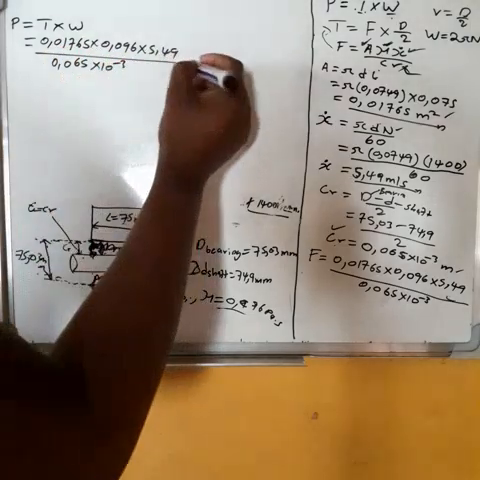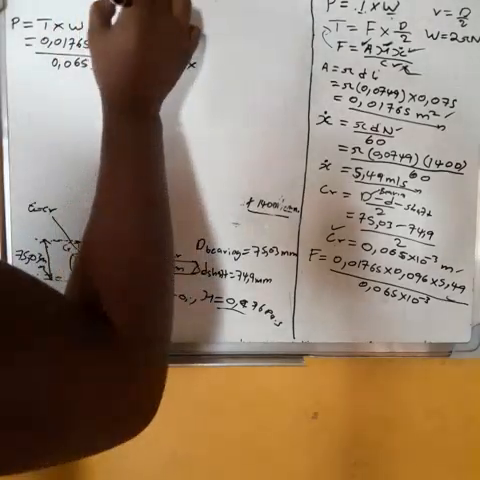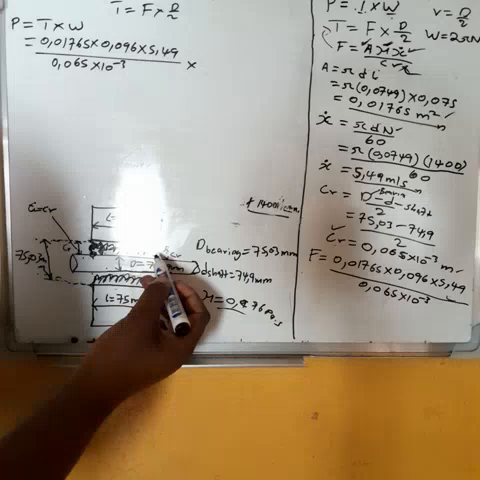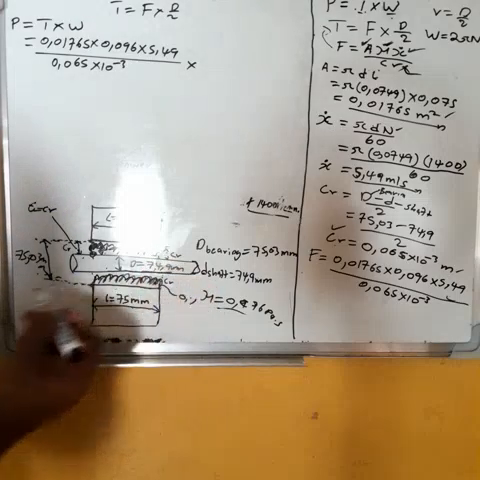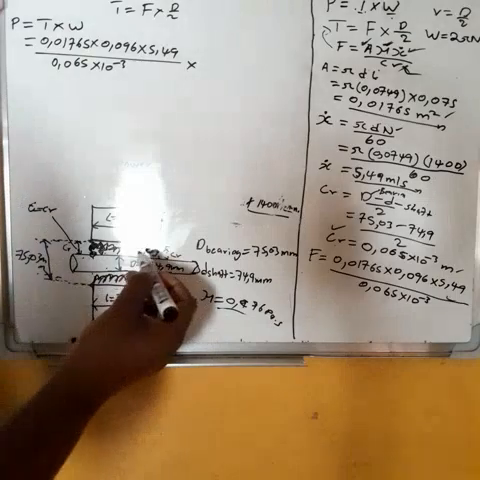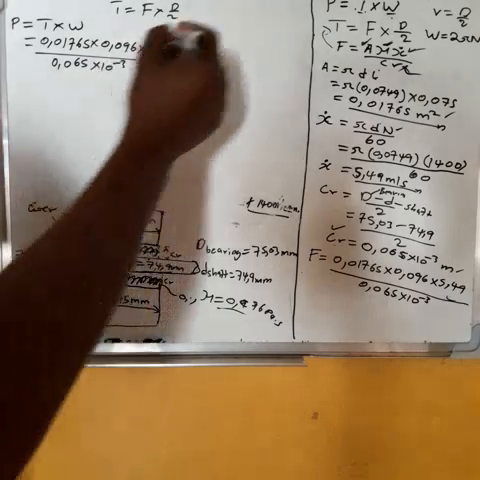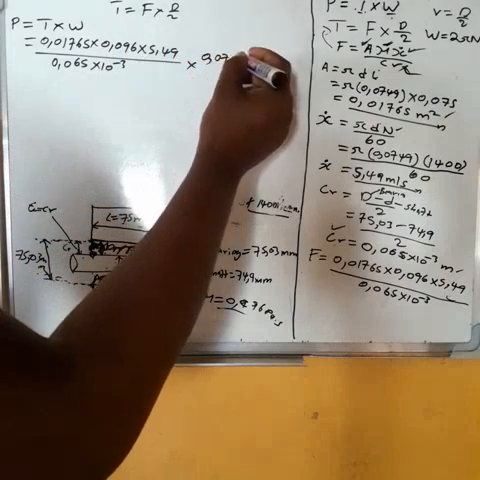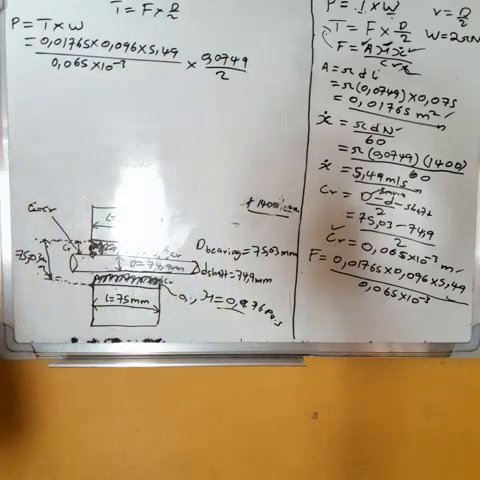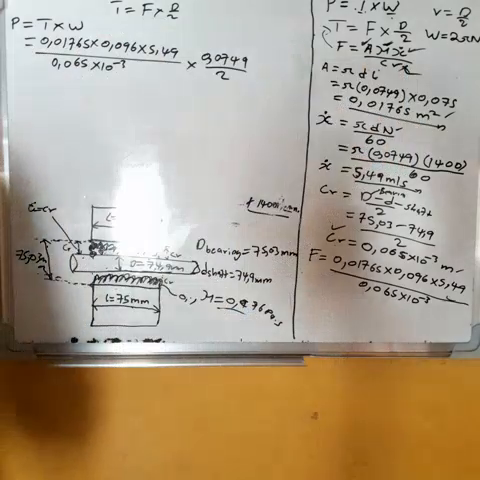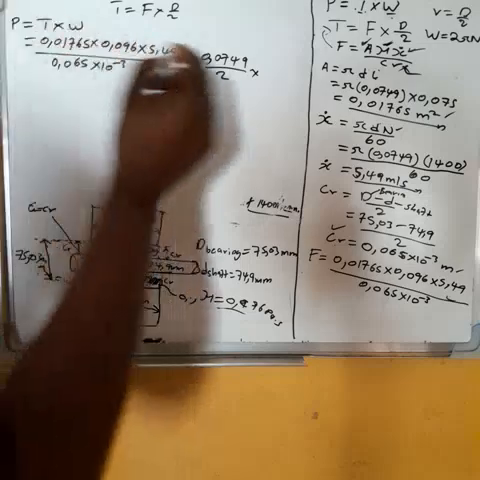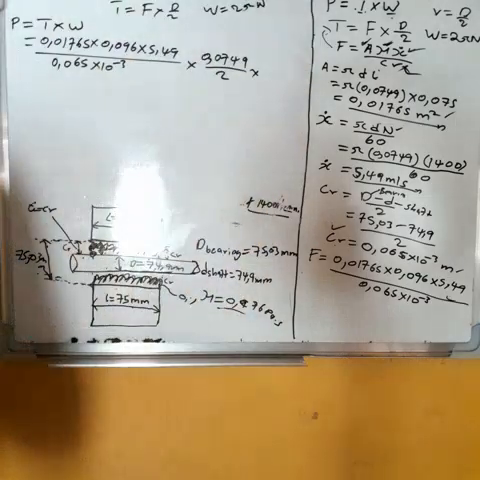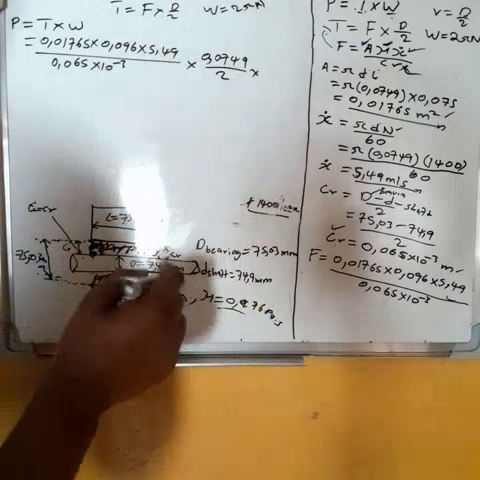Remember, it's torque, so we multiply by what? Torque is force multiplied by d over 2, which is the radius. We take the diameter here, 0.0749, and divide it by 2. Then we multiply by the angular velocity, which is 2 pi n.